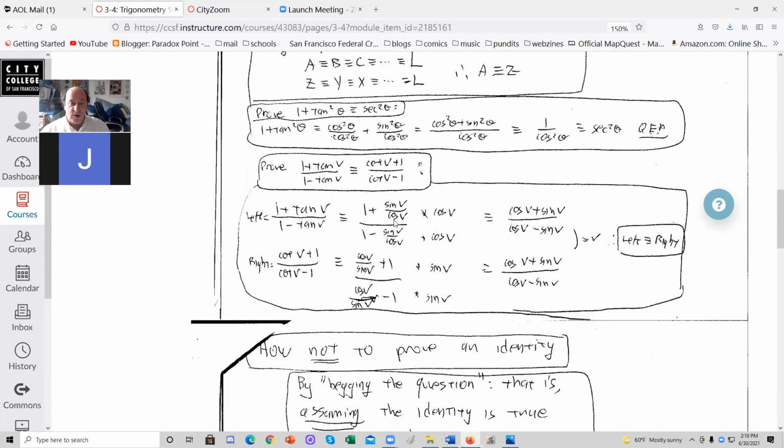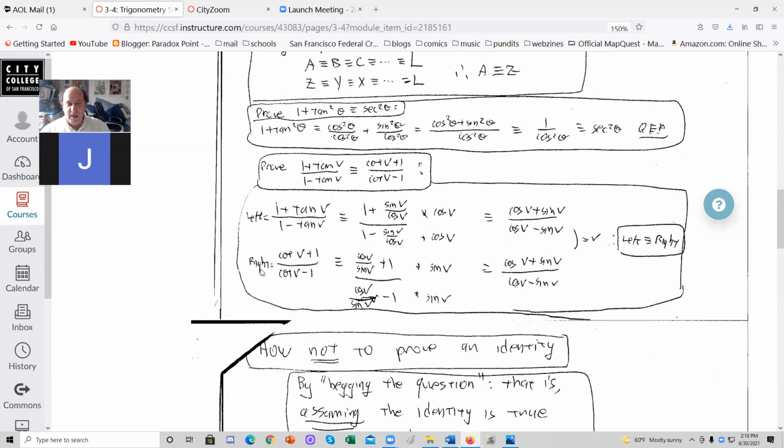Tan is sine over cosine. So 1 plus sine over cosine, divided by 1 minus sine over cosine. Multiply above and below, numerator and denominator, by cosine. 1 times cosine is cosine, plus sine over cos times cos is sine. In the denominator, 1 times cos is cos, minus sine over cos times cos is sine. So you get cos plus sine over cos minus sine.